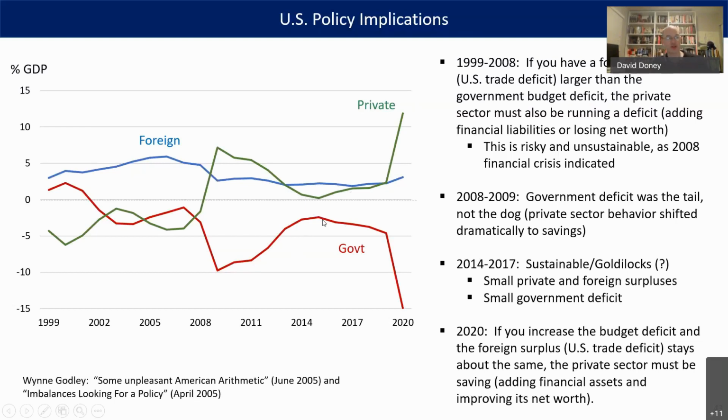If you could design an economy from scratch, you would probably design it like Germany's, where the blue line for Germany is actually negative. It's down here. They have a trade surplus, so they have a foreign sector deficit.